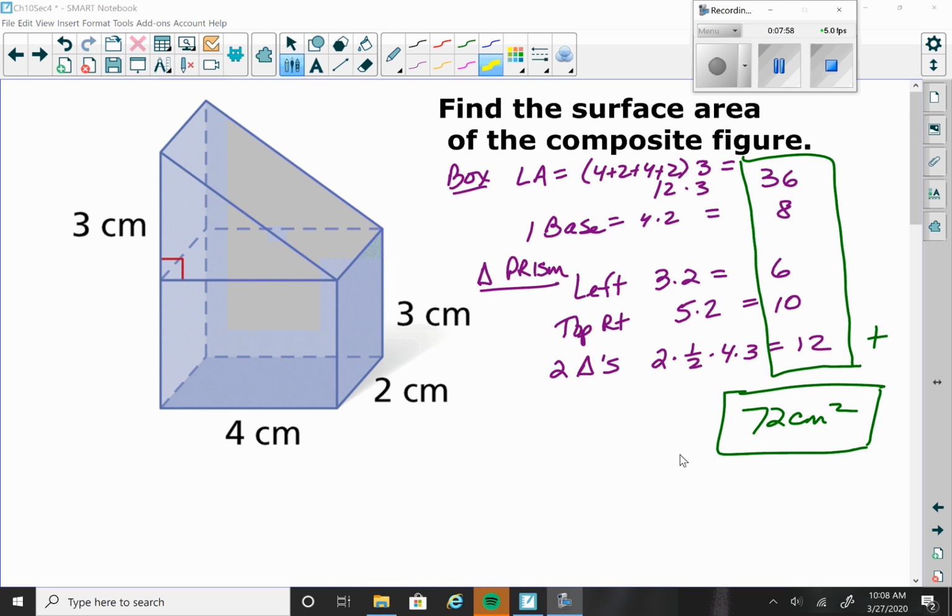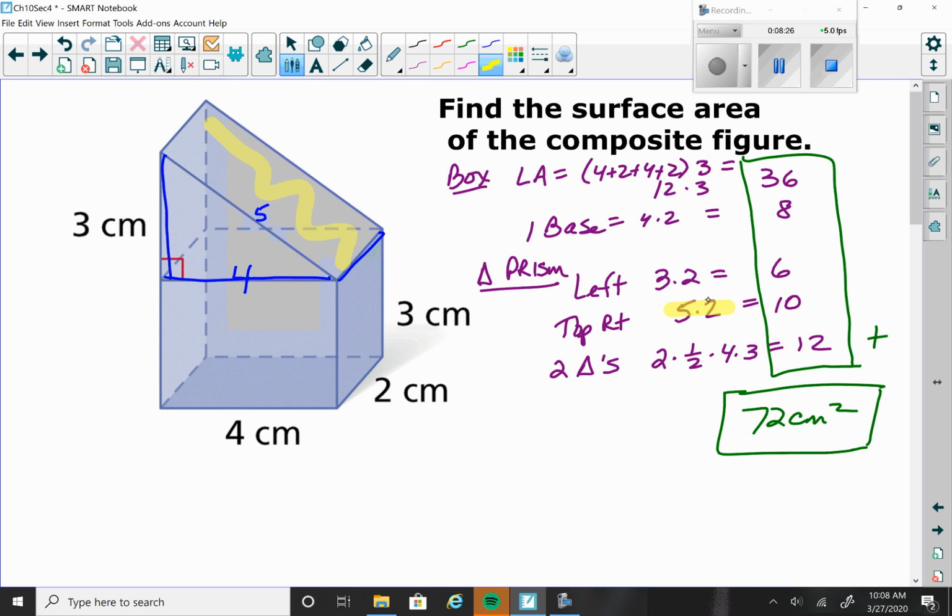Then for my triangular prism, the left side is a rectangle, 3 by 2. The top right, or rectangle slanting down the side, that's 5 by 2. How did I know that this was 5? Again, I remember my Pythagorean triples, right? This is a 3, 4, 5 Pythagorean triple. So I know that that rectangle is 5 by 2. So again, this top right surface, this rectangle is 5 times 2, that's 10.